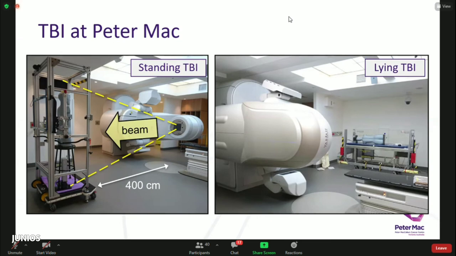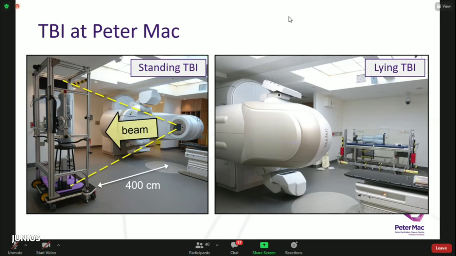So we use two techniques at Peter Mac. We have a standing technique, and you can see here where the patient is actually standing in a frame. And this serves a few purposes. First of all, we can put a perspex beam screen between the patient and the linear accelerator. And second of all, we have bars that sit under the patient's armpits to help stabilise them and give them something to hold on to during their treatment. And so the linac is facing the patient on its side, and for us we use a 4 metre source to surface distance geometry.